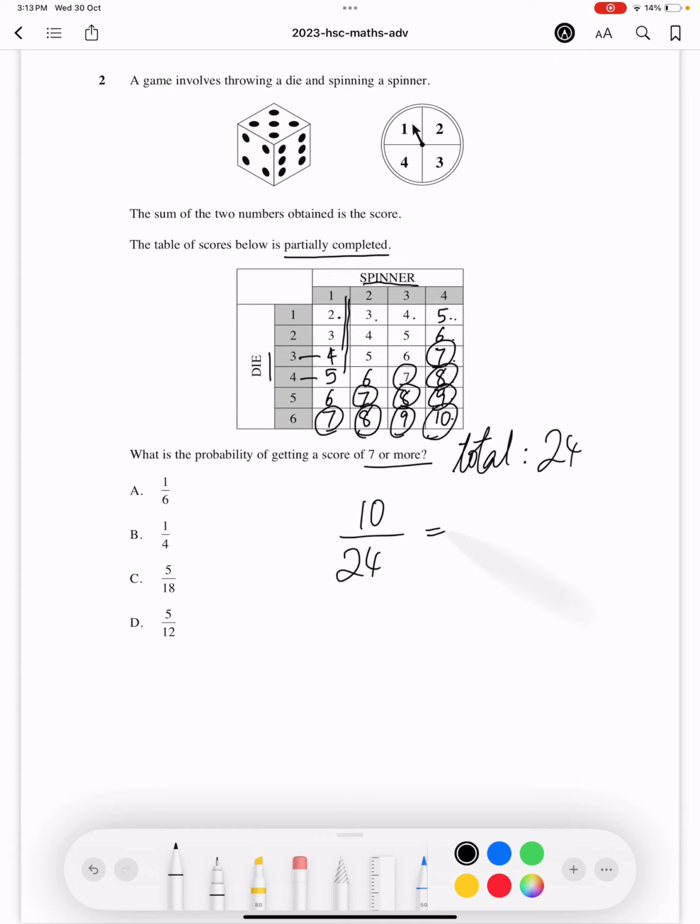So in order to simplify this, I'm going to look at the highest common factor for both my numerator and my denominator. So it looks like highest is possibly 2. So let's go ahead and divide 10 by 2. That's going to give me 5. Whatever I do to the top, I need to do to the bottom, or else I'm going to be changing the fraction. So 24 divided by 2 is 12. And looking at my answer options, it becomes clear that D is the correct answer for this question.